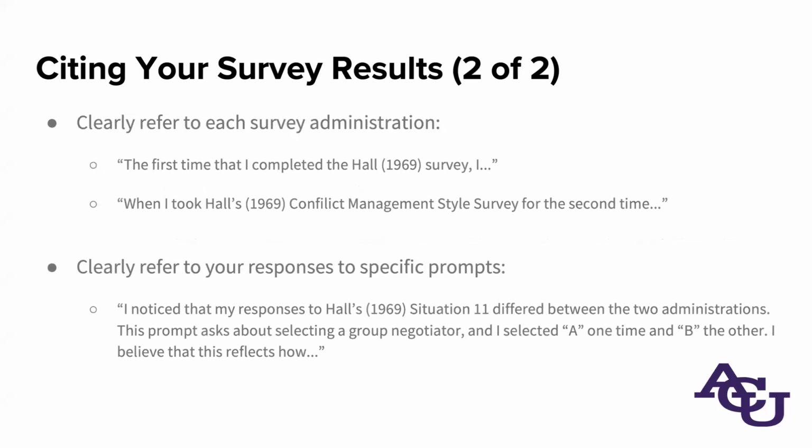And when you're referring to this, make sure that you're distinguishing between the survey that you completed. This is text like, The first time that I completed the Hall 1969 survey, I received this, or I did this about my relationship with my best friend, or the second. When I took Hall's 1969 conflict management style survey for the second time, I found, and so that's clearly identifying that is the survey that you completed. Do you need to list the whole title all the time? No. All you really need is Hall 1969 and identifying it as a survey.